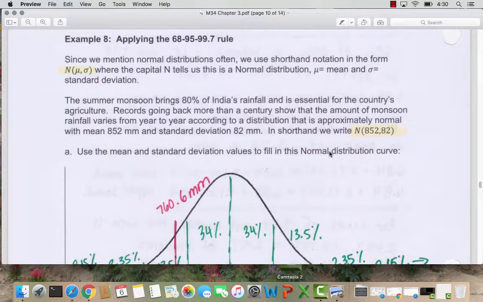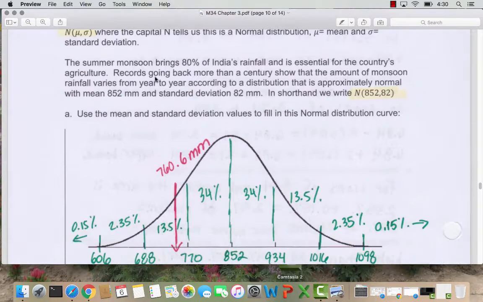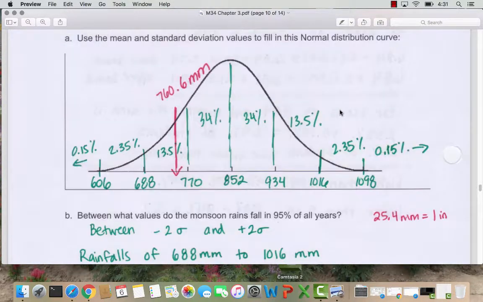So let's look at example 8, applying the 68-95-99.7% rule. The shorthand way of writing normal distribution is N, meaning it's a normal curve, and it's a function of both the mean and the standard deviation. Remember, we have that complicated formula that depends on the mean and the standard deviation. So N tells us it's a normal distribution, and then the variables are the mean and the standard deviation. Summer monsoons in India are approximately normal with a mean of 852 millimeters and a standard deviation of 82 millimeters. So we can use these values to fill in the normal distribution curve.